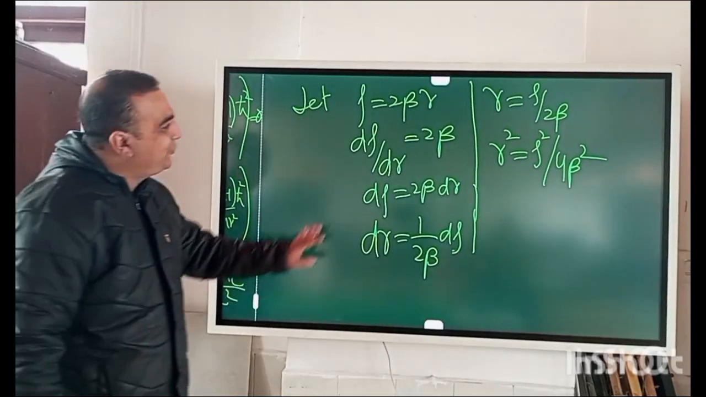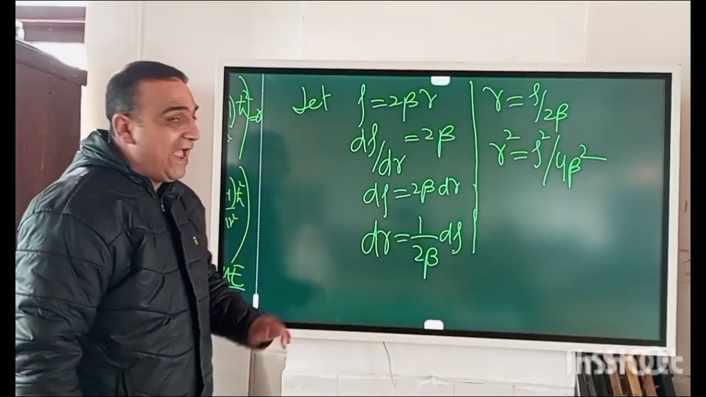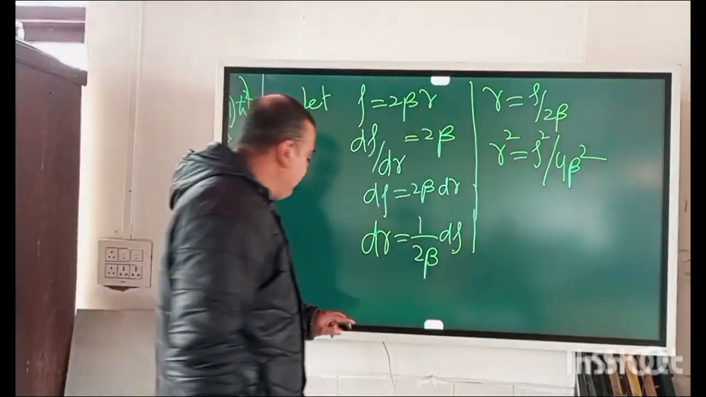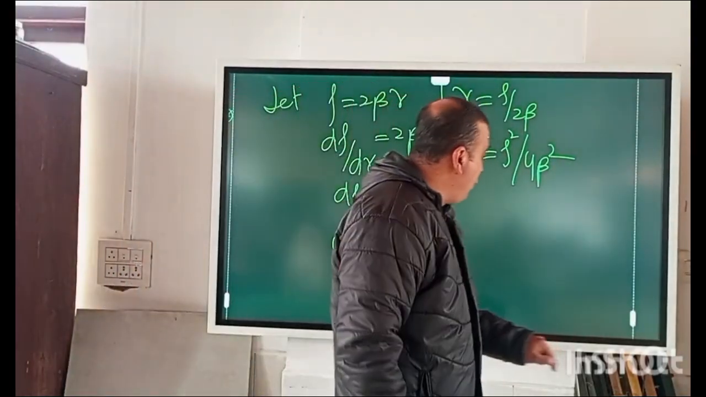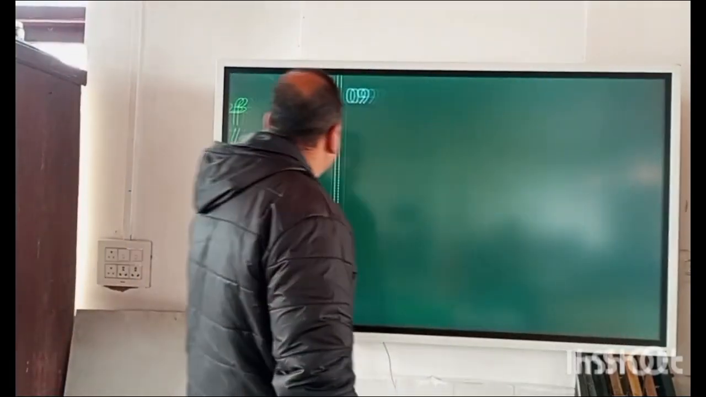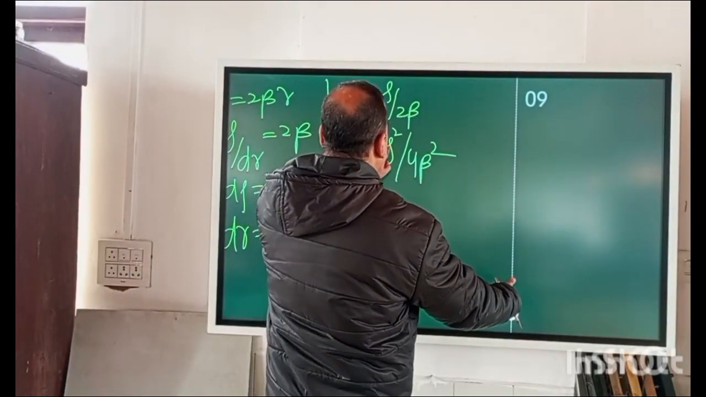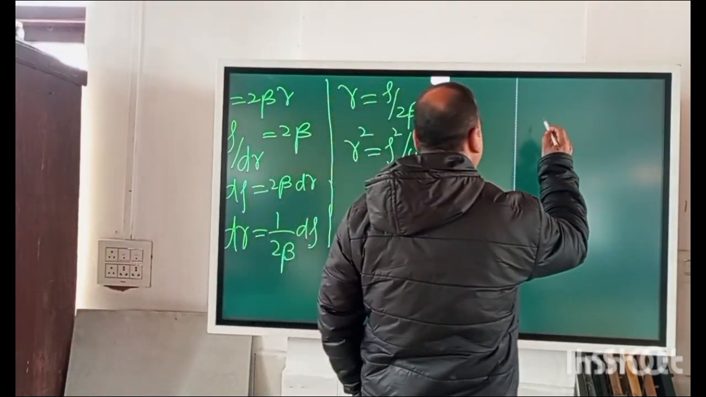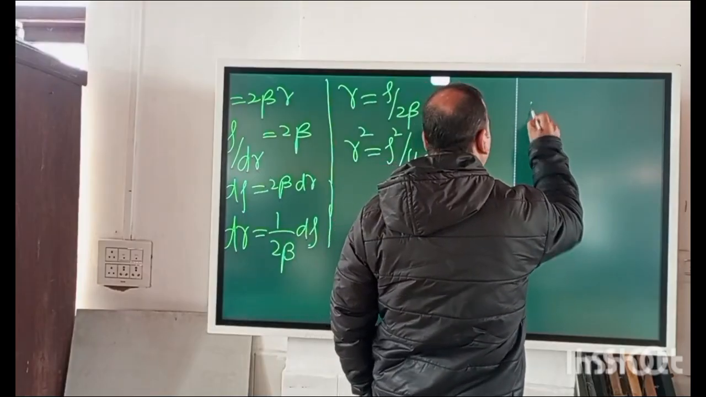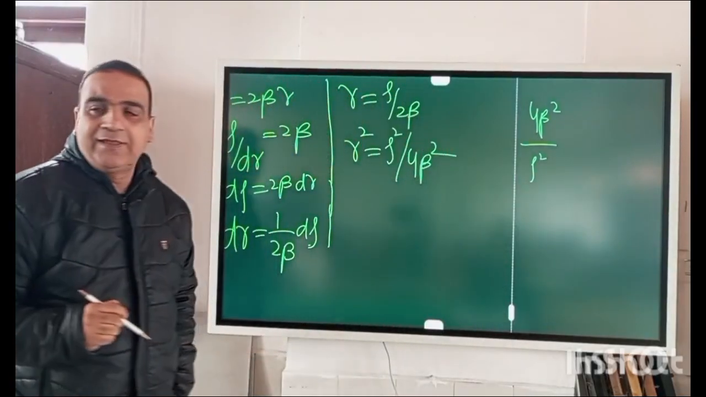Right? Now what I have to do is introduce this in my equation, and I will see to what extent my equation will be simplified. So what was in my equation? 1 by r square. But what is r square? Come on, you tell me now. What is r square? That is rho square by 4 beta square. So I will write 4 beta square by rho square. Clear?